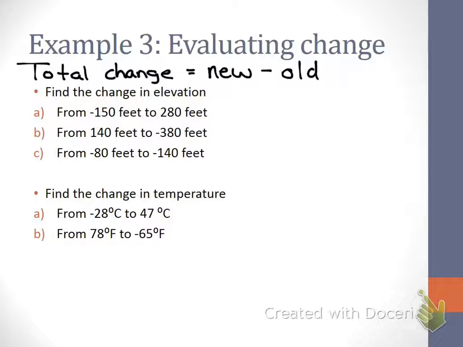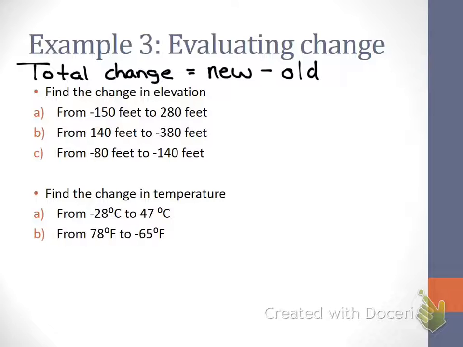And here's what this means. Let's look at this first set of problems, examples 3A, B, and C. When it says from negative 150 to 280, whatever that starting point is, that's my old value, my original value. You with me? So I subtract that from the ending point, from the new value. So there is a formula. And what sign is already in my formula? It's a subtraction sign. There's already a subtraction sign in there.